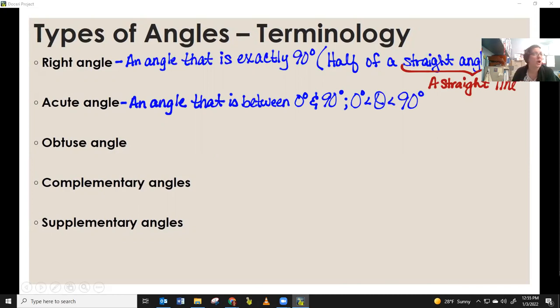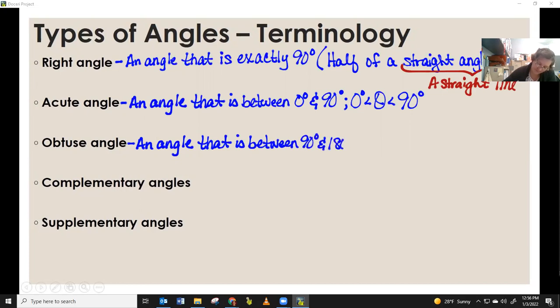All right. What about an obtuse angle? What would the lower and upper bounds for an obtuse angle be? Yes, an angle that is between 90 and 180. So in between a right angle and a straight angle, or another way to write that would be like this.